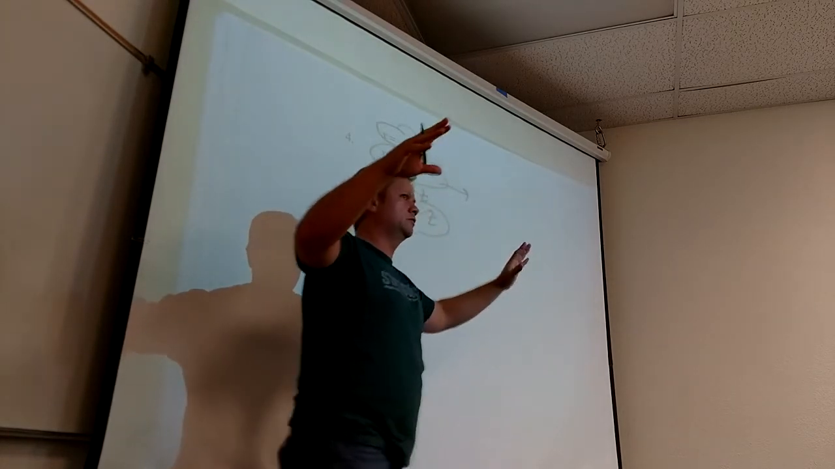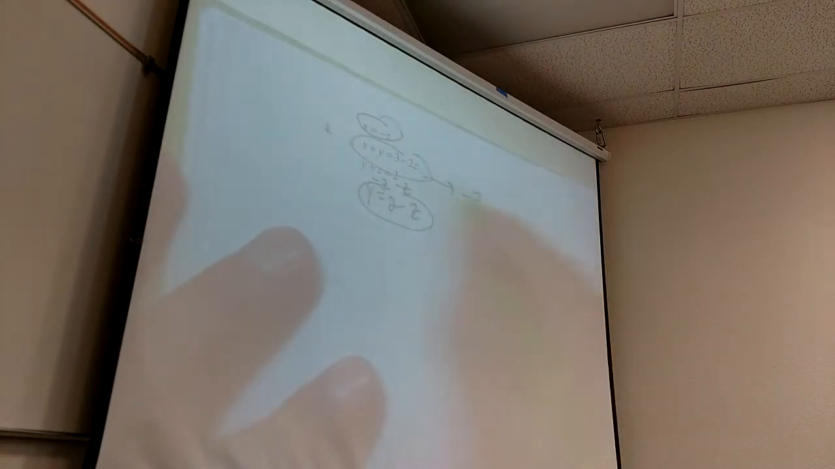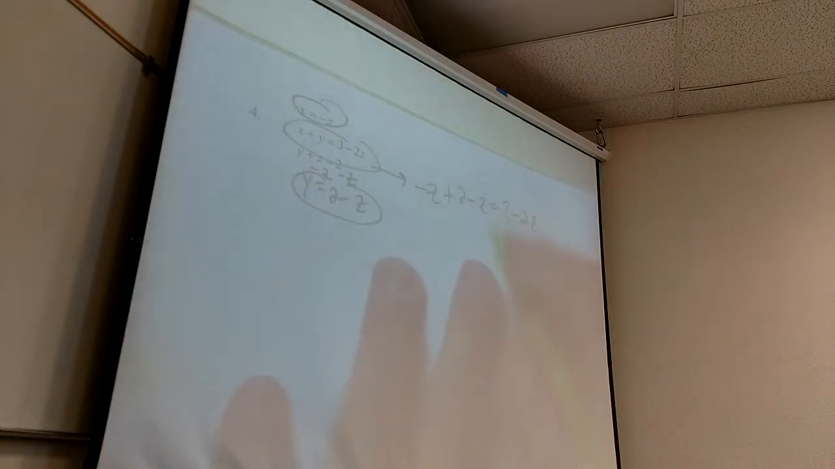Thank you. I like it. So if you rewrite this, you'll get negative z, because that's what x is, plus 2 minus z, because that's what y is, equals 3 minus 2z. Now this is going to be a funky answer. I get 2 minus 2z equals 3 minus 2z. If I add 2z, what do I get? 2 equals 3. So what's the answer? No solution. I love it.